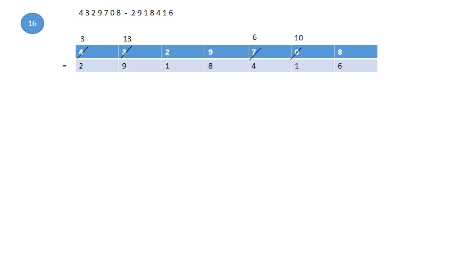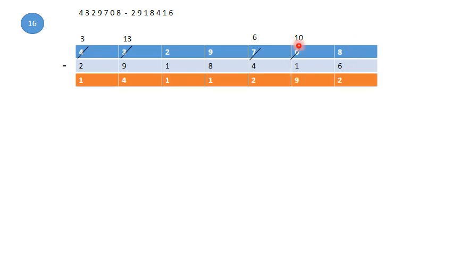One's column on the right, and we will go to higher place value. 8 minus 6, 2. 10 minus 1, 9. 6 minus 4, 2. 9 minus 8, 1. 2 minus 1, 1. 13 minus 9, 4. And 3 minus 2 will become here 1. Very good. Now student, the next one is the 17th one, which is the last question.